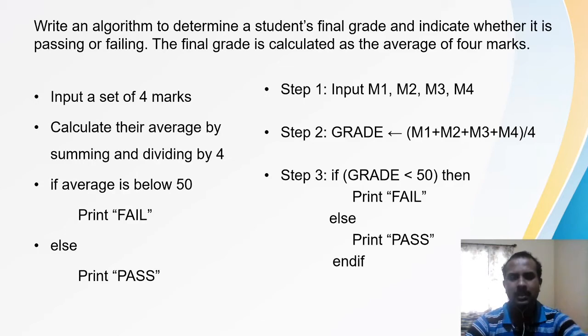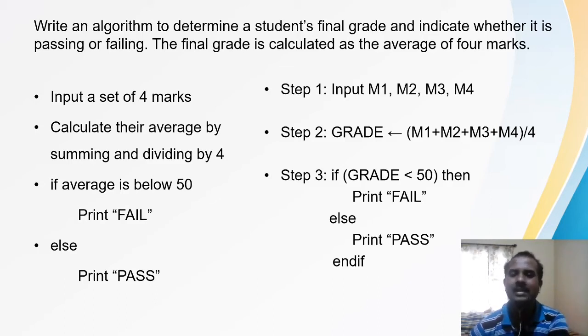So if you see the difference between pseudocode and the algorithm, pseudocode is written in the general format, while coming to the algorithm, it is written in a step-by-step sequence and it is a refined algorithm. So it is refined, everything is mentioned here. What are the 4 marks? Variables for 4 marks, M1, M2, M3, M4.